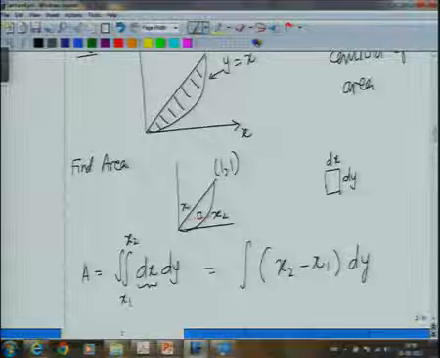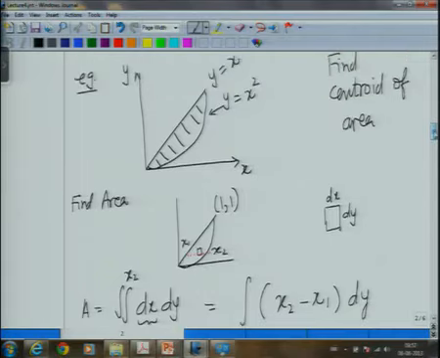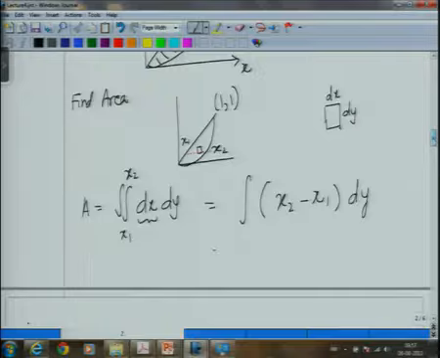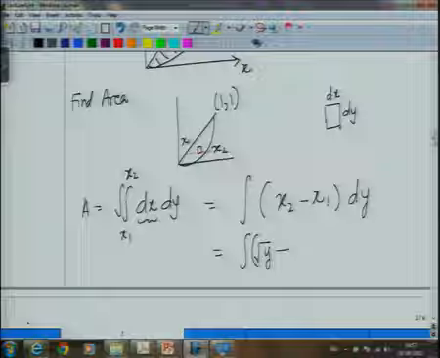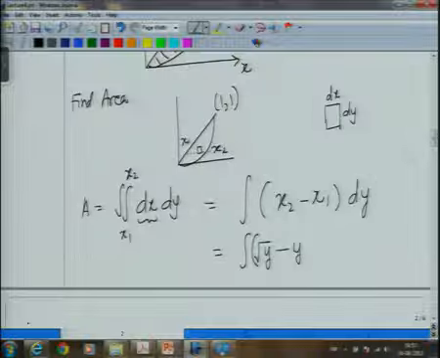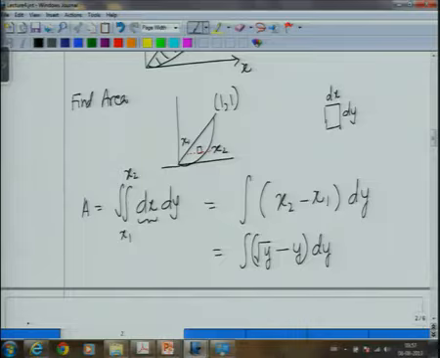So what is x2? x2 is the right limit, which is on y is equal to x square, so x2 is equal to the square root of y. So this becomes the integral of square root of y minus x1. What is x1? x1 is nothing but y, so the integral of square root of y minus y dy. Now what are the limits on y? y goes from this corner 0 to 1, so the limits on y will be from 0 to 1.